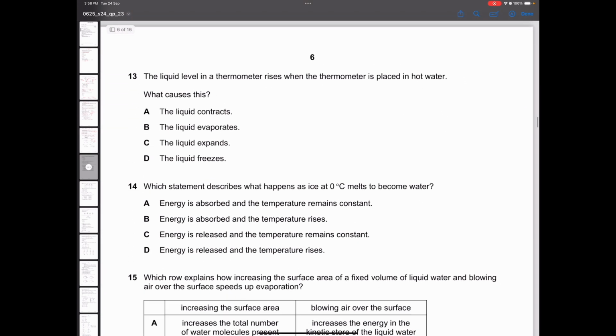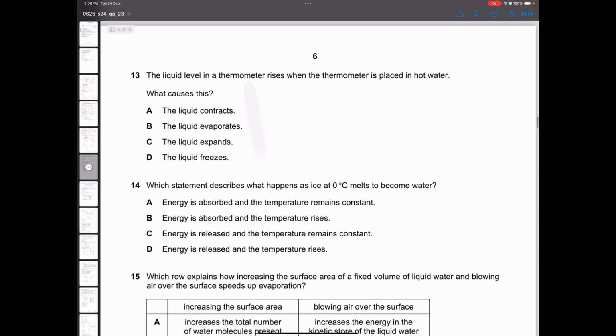Next question. The liquid level in a thermometer rises and they're asking what is the reason of this? Why does the liquid level in the thermometer rise? What causes it? Because the liquid expands. Thermal expansion is there. When objects gain heat or when objects gain energy, they start expanding. Liquid thermometer is the same case. So option C is the correct one.